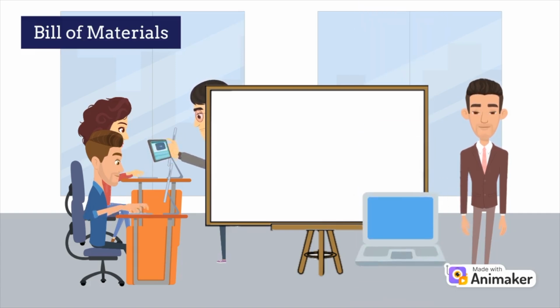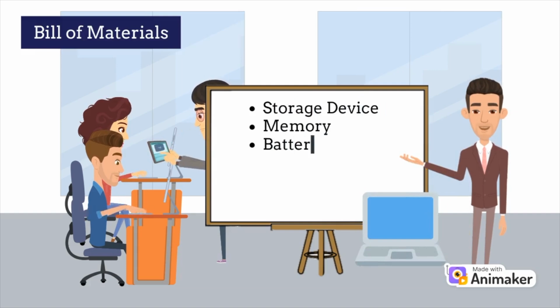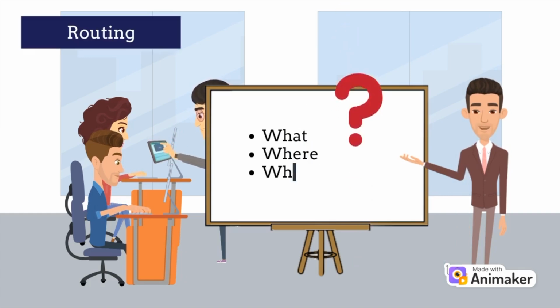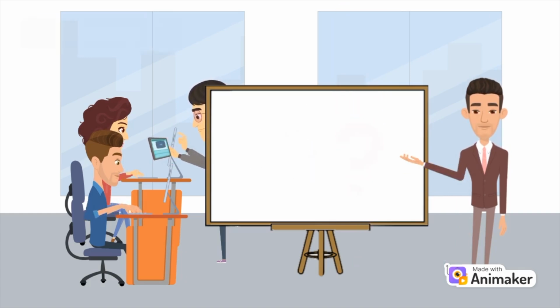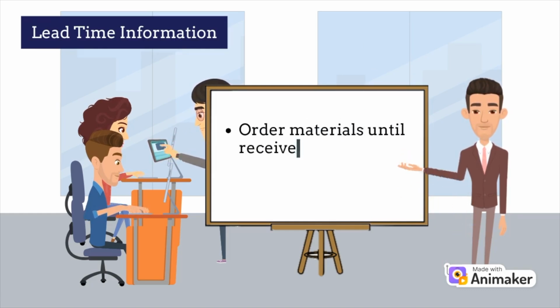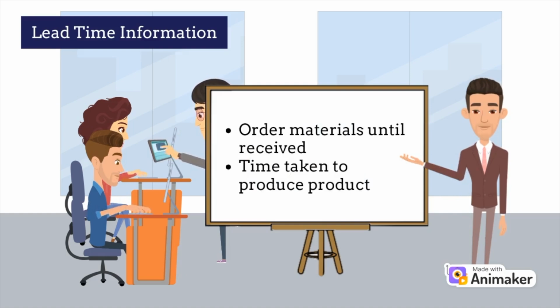For example, Dell needs storage device, memory, battery, system fan, motherboard, keyboard, and more to assemble a laptop. Then, routing is what, where, and when the product is produced. And lastly, the lead time information is the time it takes to order the materials until the materials are delivered and the time taken to produce the product.